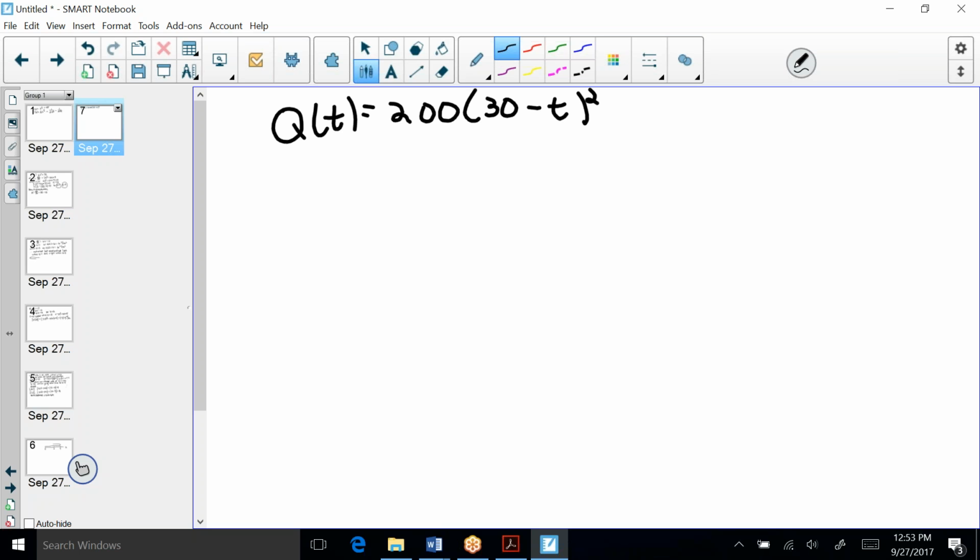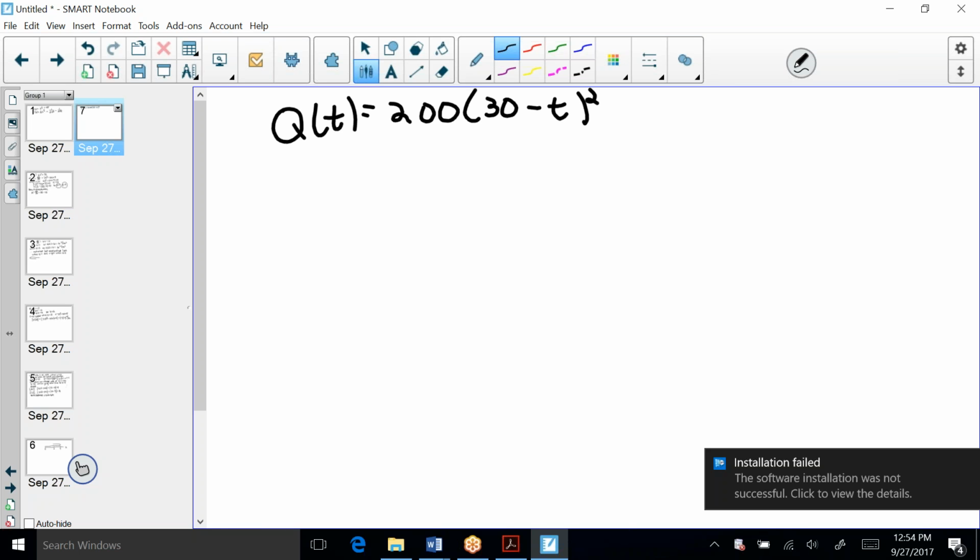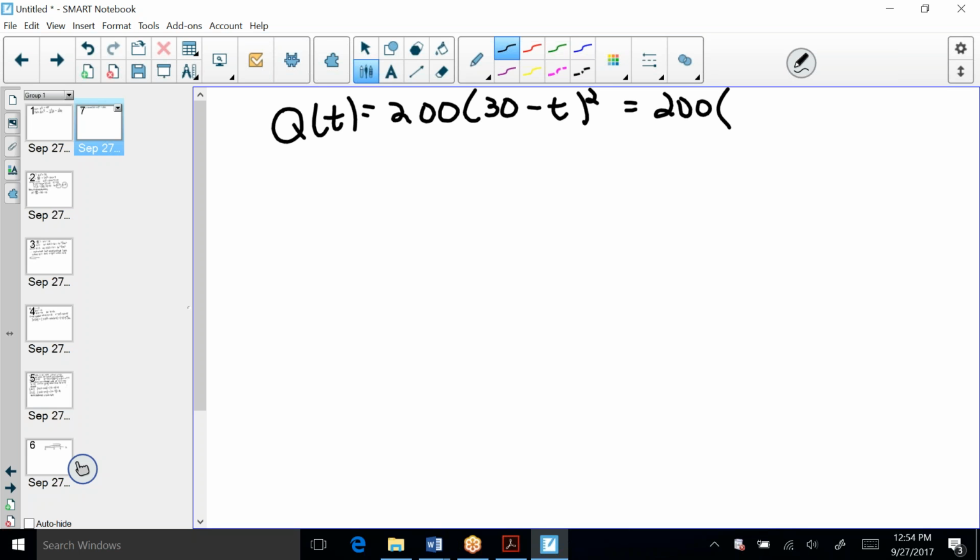So we can FOIL first, right? Because we could use a product rule, but we actually have three things. We have 200 times 30 minus t times 30 minus t. So even a product rule is going to be a little tricky. So let's just FOIL that. So this is equal to 200 times, and if I FOIL 30 minus t, I get 900 minus 60t plus t squared.